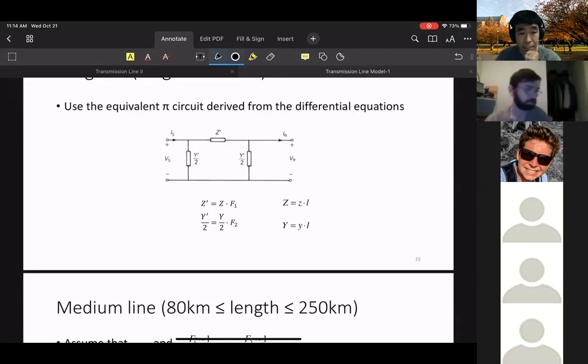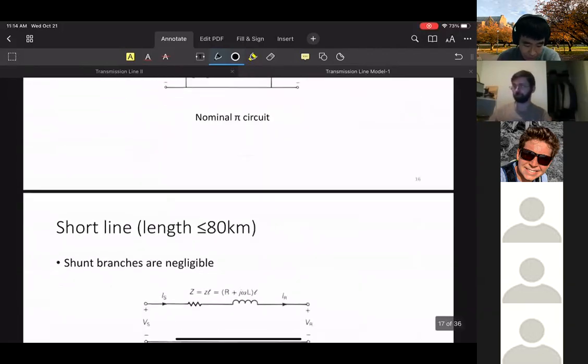This is terminology that is used very commonly. These adjectives, long, medium, short, have meaning. They have an impact on the value you use. So when you read the question, you should look at the adjective in front of the transmission line. Is it long, medium, or short? That matters for the value you get.